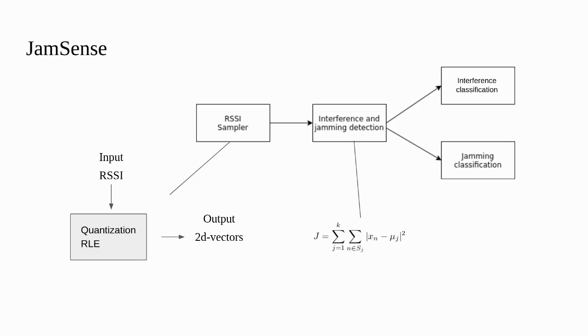JamSense consists of four different parts. The first part is the RSSI sampler, which reads in the RSSI signals in the environment, quantizes those values and run-length encodes them. This creates two vectors, which consist of the strength of the signal and the duration of the signal. These two vectors are then clustered by a k-means clustering algorithm that uses a weighted Euclidean distance, whose job is to create clusters of vectors that are similar.